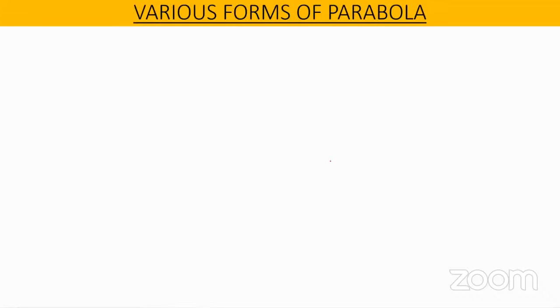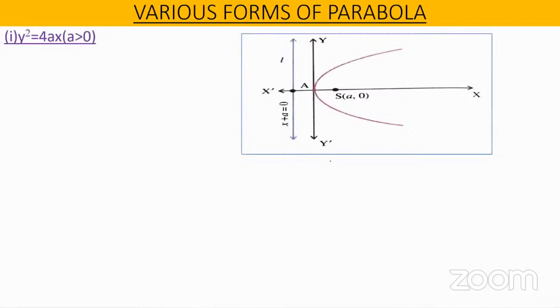What is the circle equation where the center is 0 comma 0 and the radius is r? It is nothing but x square plus y square equal to r square. Similarly, the standard form of a parabola is y square equal to 4ax, where the vertex is 0 comma 0.